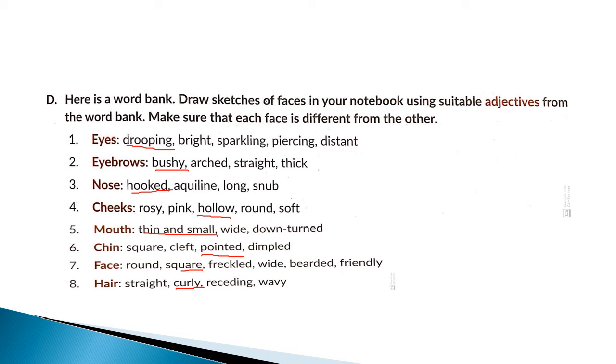Nose, let's say hooked. And find the meaning of these. What does it mean? And accordingly, you will draw a face that has drooping eyes, bushy eyebrows, hooked nose, hollow cheeks, thin and small mouth, and they have a pointed chin and a square face and curly hair. You have to choose like this and make a complete picture. So you'll make two sets of drawing, okay?